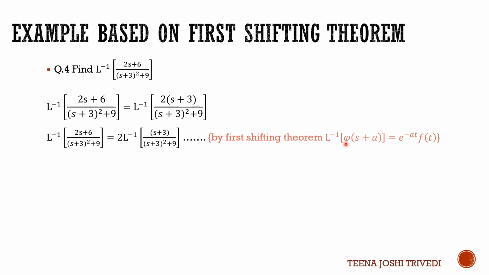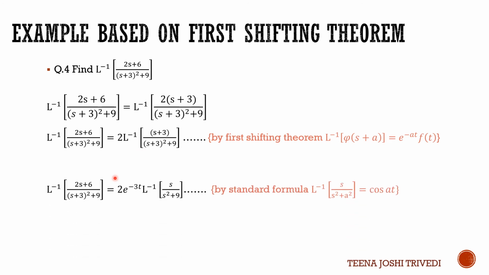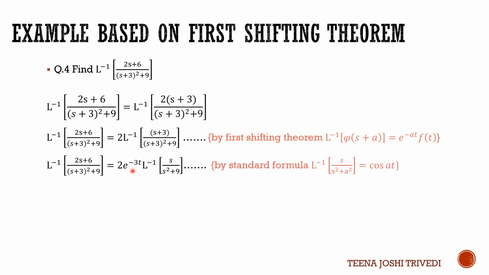By using first shifting theorem we know that Laplace inverse of s plus a will become e raised to power minus at function of t. So e raised to power minus at means e raised to power minus 3t, because s plus 3 is in the numerator and s plus 3 is in the denominator also. So it will become e raised to power minus 3t Laplace inverse of s upon s square plus 9. Now it becomes the standard formula, that is s upon s square plus a square, which is equal to cos at.